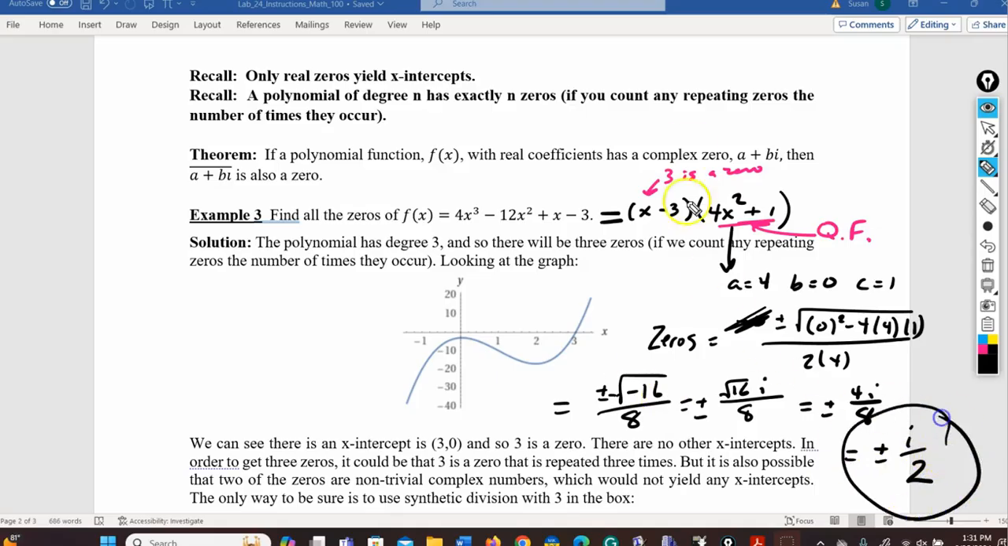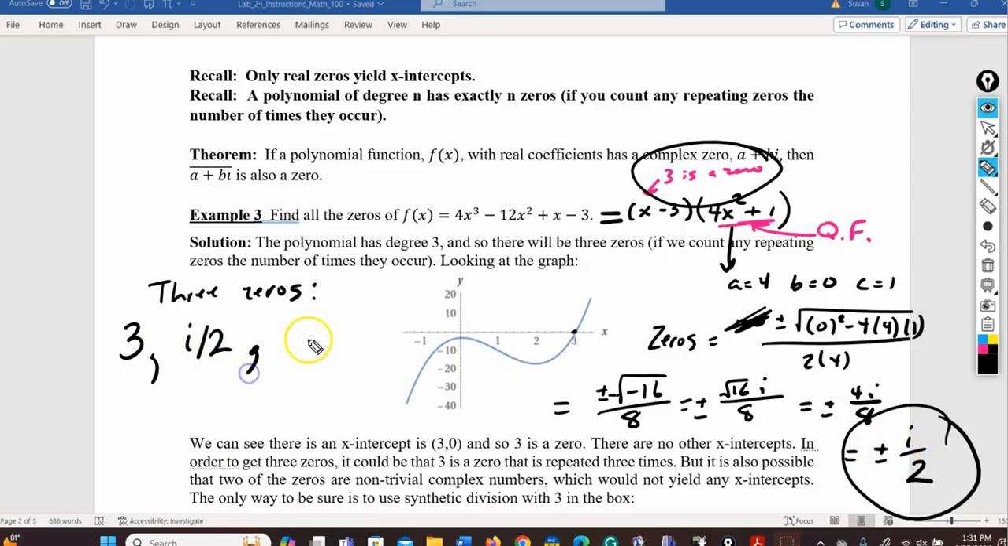So I'll have 3 zeros. My 3 zeros are going to be 3, which is a real number, so we get an x-intercept. And then here, there is no plus or minus symbol in WebWork, so you put them in separately. So those are my 3 zeros.